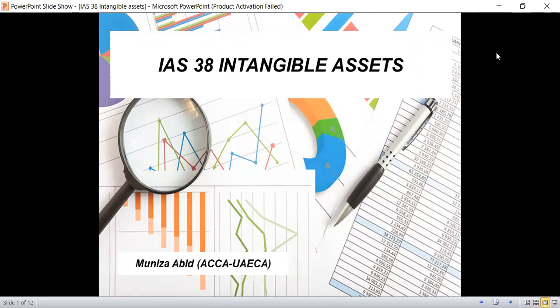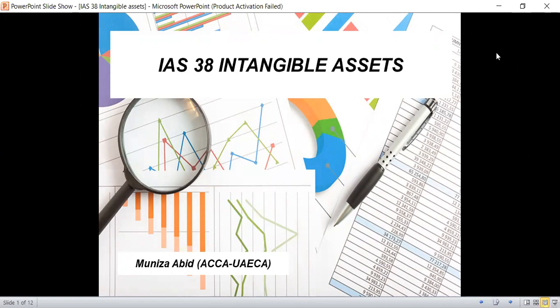Today we will be having a discussion regarding IAS 38, that is International Accounting Standard number 38, Intangible Assets. As we do know, we divide our assets into two main categories, that is non-current assets and current assets. Then under non-current assets, we do have further classification, that is tangible non-current assets and intangible non-current assets.